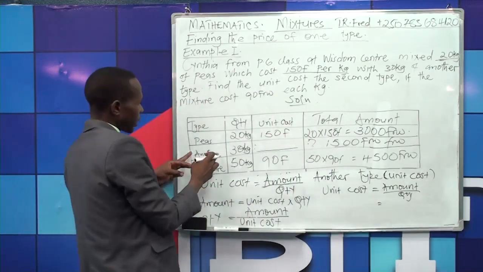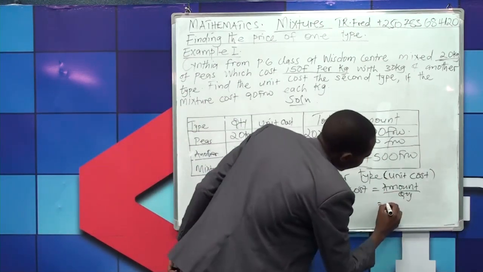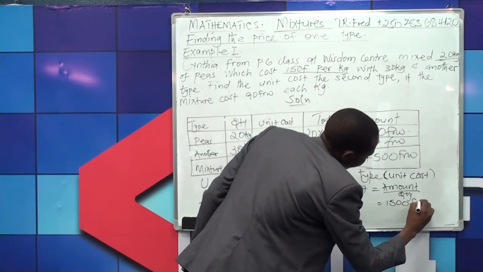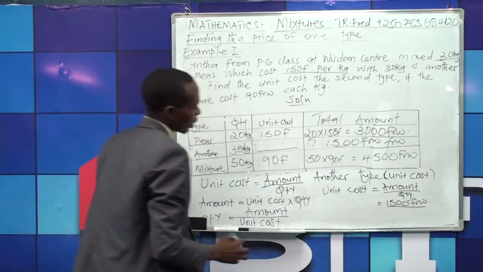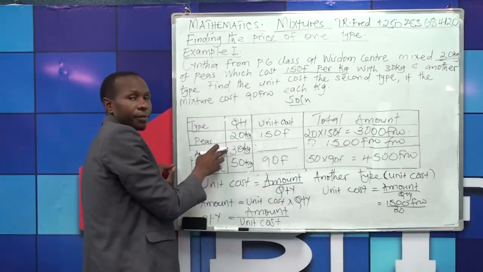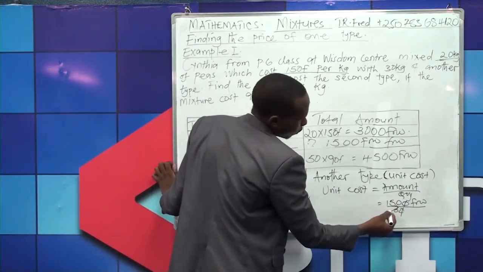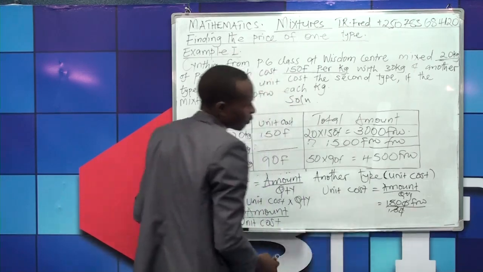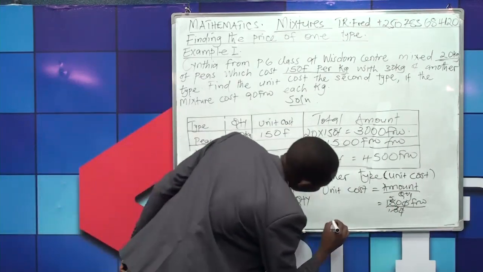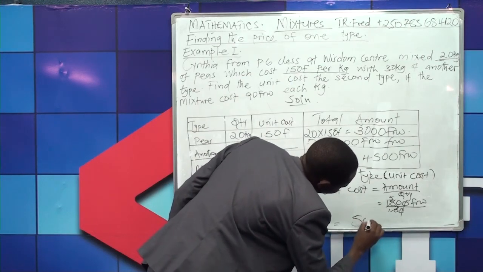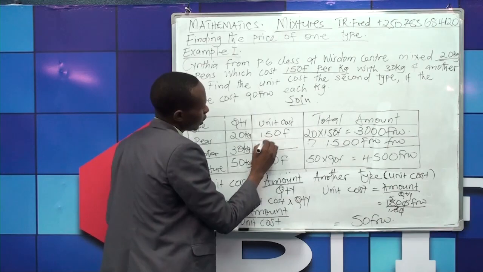So let's look at this. What is our amount? When you come to the second type, they have said it had a quantity of 30 and the amount of 1,500. So we shall have 1,500 francs divided by the number of kilograms she mixed. So I'll divide by 30. This 30 is coming from here. I'll say this 0 will go away with this 0. Then 15 divided by 3 will give us 5. So we shall find out that our unit cost for the second type is equal to 50 francs. After identifying it as 50 francs, I'll come here and write 50 francs.